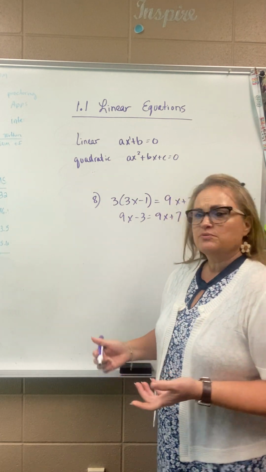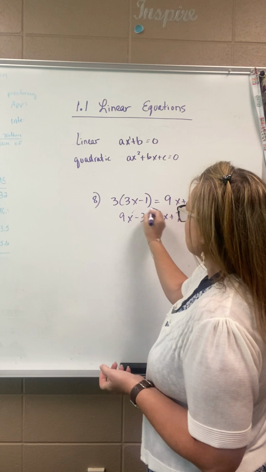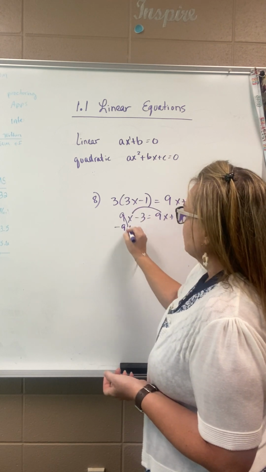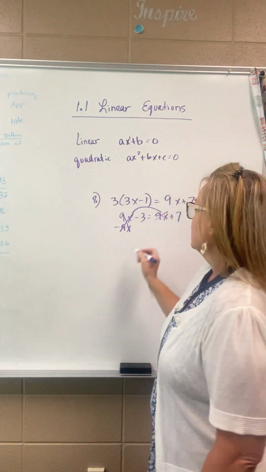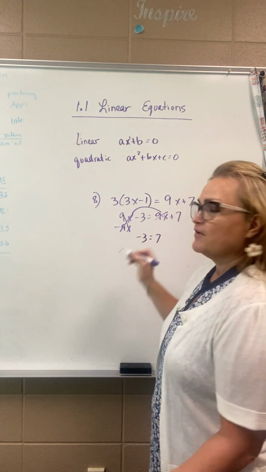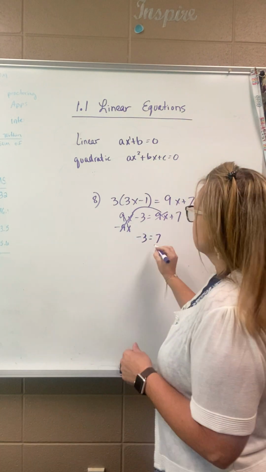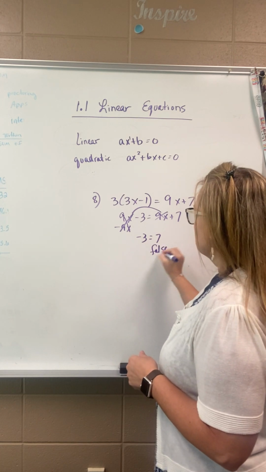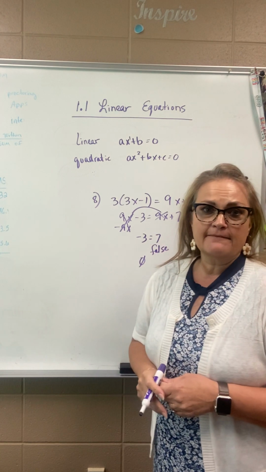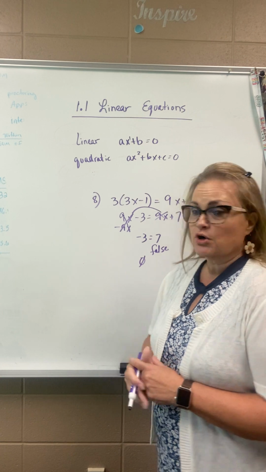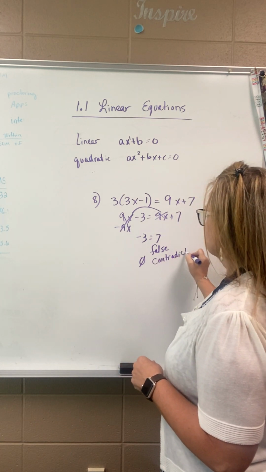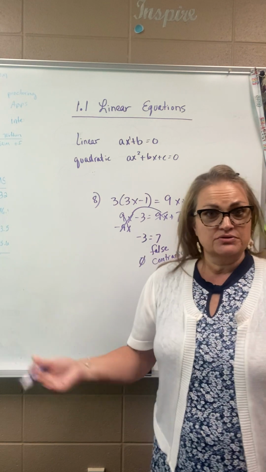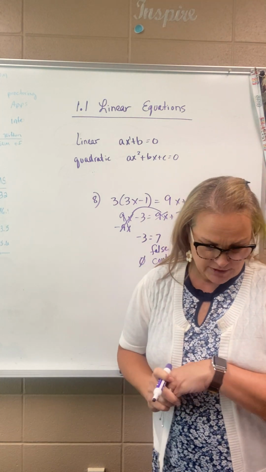But if you keep going through the steps, what happens when you bring your 9x over? 9x and minus 9x, the x's drop out, you lose your variable, but this time you're left with a false statement. So when it's a false statement, that means there's no solution for that. There's no way you can get that to work, and the type of equation is called a contradiction. You cannot solve that and get it to work.